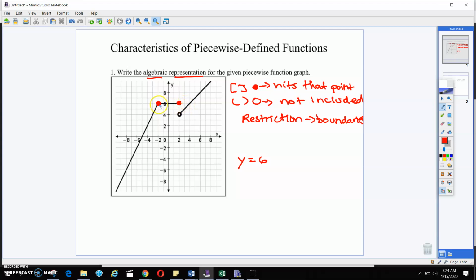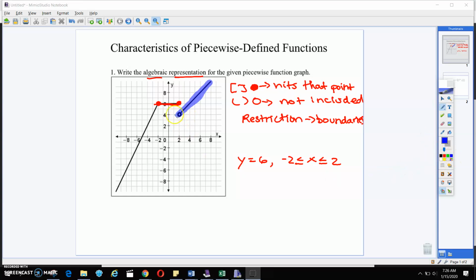And where does that start happening? Between what two x values? -2 and +2, right? And they're both on a closed interval. That means that they have a closed dot, right? So this is going to be y equals 6, and you're going to say from the interval -2 to +2. Why did I put the line underneath? Because it's on a closed interval. It has that closed dot.